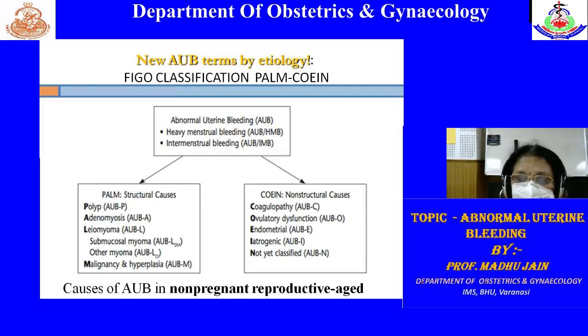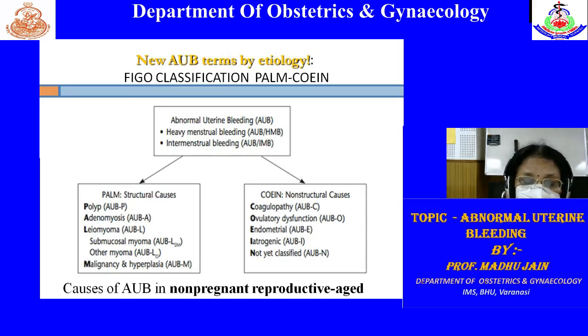non-pregnant reproductive aged women. This is very important, because there should be exclusion of any pregnancy disorders like incomplete abortion, missed abortion, ectopic pregnancy, inevitable abortion. All this you have to exclude. Only then you can keep the patient in this FIGO classification 2018. It is clear, beta?